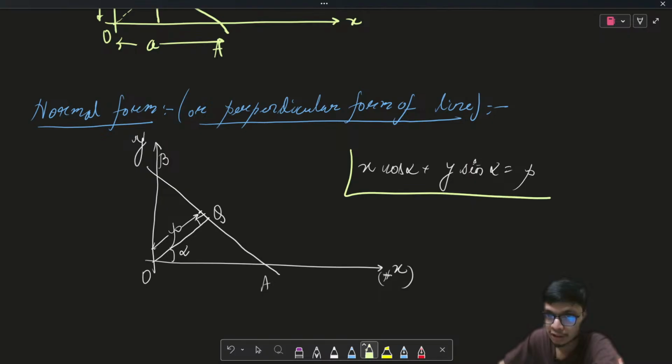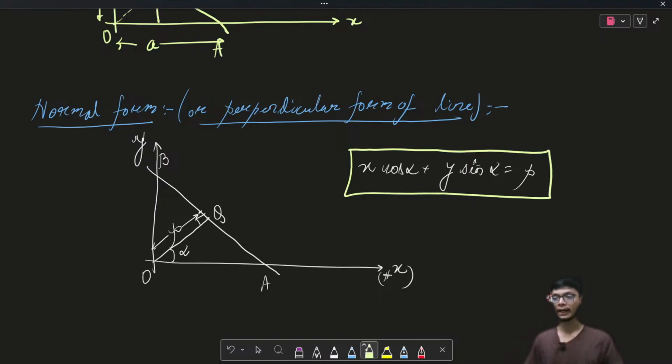So this is also a form of the equation of the line, and it is called the perpendicular form, where P is the length of the perpendicular from the origin to the line, and alpha is the angle made by that perpendicular with the positive x-axis. Is this part clear?